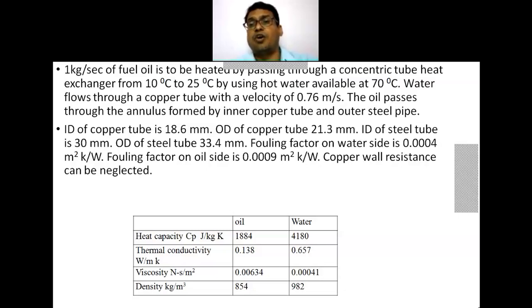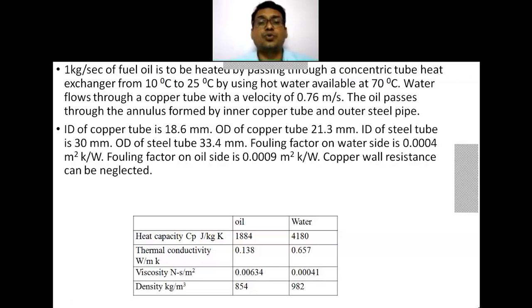And the hot water is used. The water flows through the copper tube with a velocity of 0.76 meters per second. Now you can see the velocity here, 0.76 meters per second. In the previous numerical also, the velocity was 1.2 meters per second. That is in the tubes. Here it is in the copper tubes, again in the tubes.